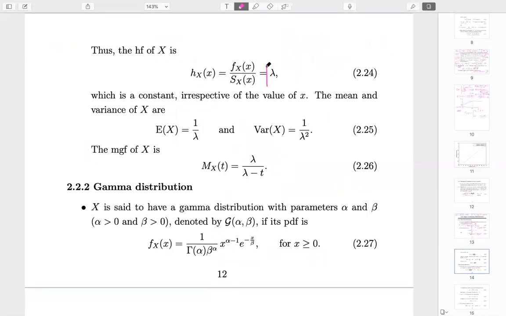So the hazard rate is lambda. This is somehow not a good thing, because if you try to model claim severity, you don't like the hazard rate to be constant. What does a constant hazard rate mean? If you use the example of a bulb, it means the hazard rate is the same for a brand new bulb and a bulb that is close to its lifetime, which is not something we like.